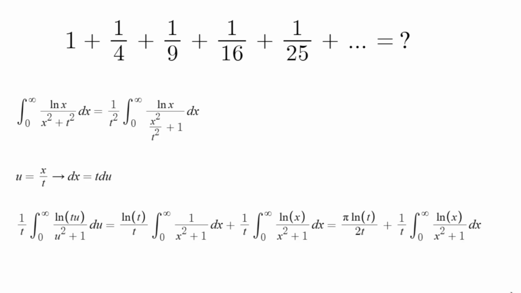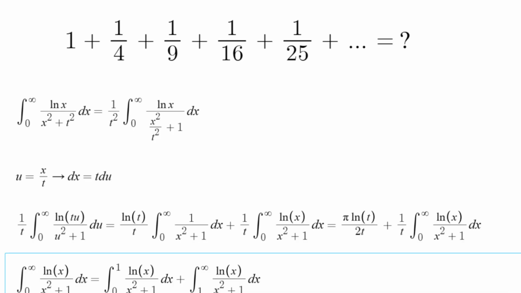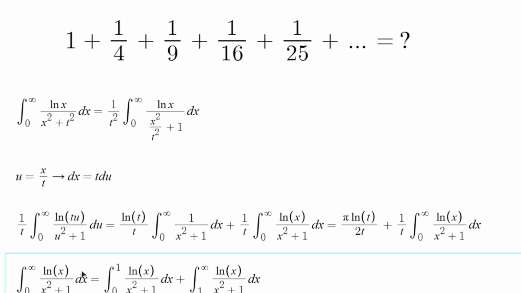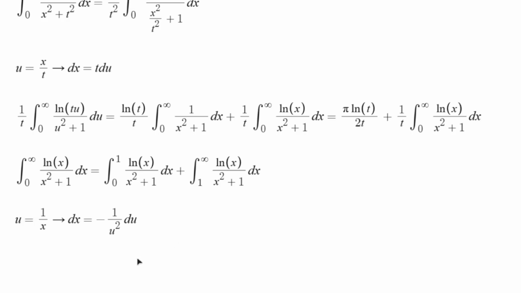So we just end up with this, which means, oh, and then to further evaluate this, what we're going to do is state this. All we did was split this integral up into two separate integrals using the, I forget what that property is called, but you can do that. The integral from 0 to infinity is just the integral from 0 to 1 plus the integral from 1 to infinity. And then we perform the substitution u is equal to 1 over x, and we get this.